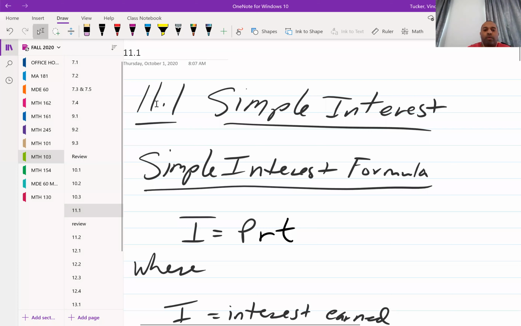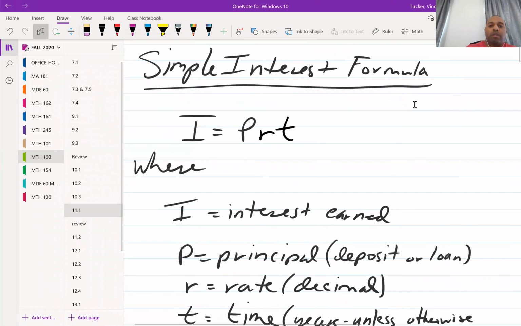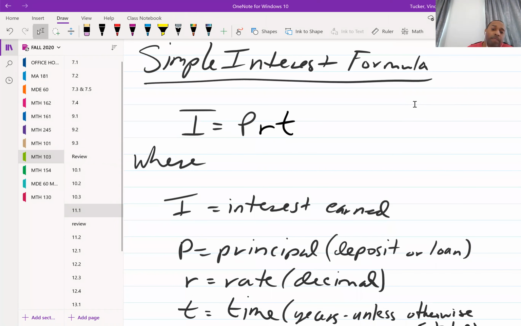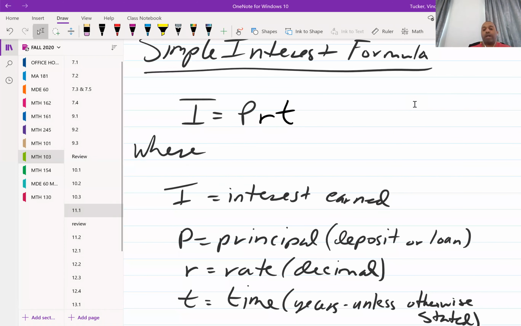All right, so we have 11.1 simple interest. First thing they give us is the simple interest formula. That's I equal to PRT, that's P times R times T, where I is your interest earned, P is your principal, so that's going to be your deposit or your loan. R is your rate, which is your decimal, and T is your time, and that's going to be in years unless otherwise stated.